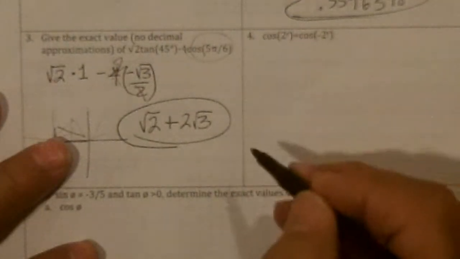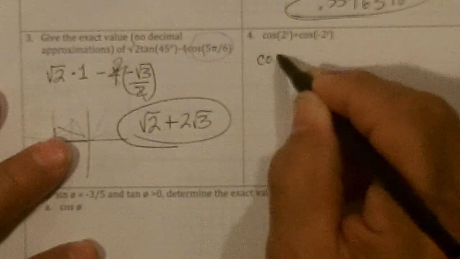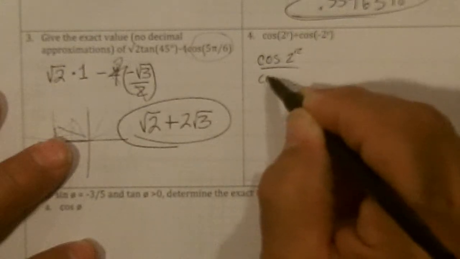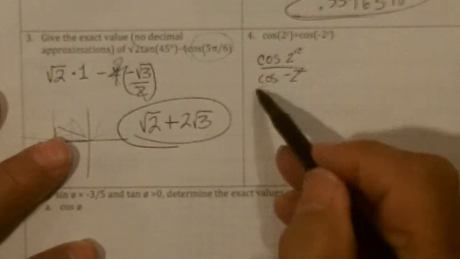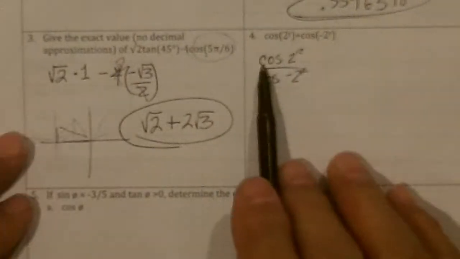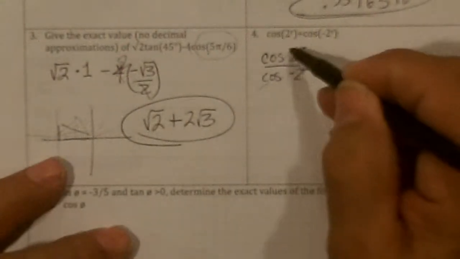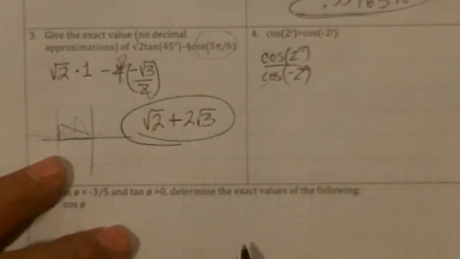Now I saw on number 4, please do not do this. People wrote cosine of 2 radians over cosine of negative 2 radians, and they crossed out the cosines. Cosine is not something that multiplies by it. That is a bunch of malarkey. You cannot cross them out. So what can you do?